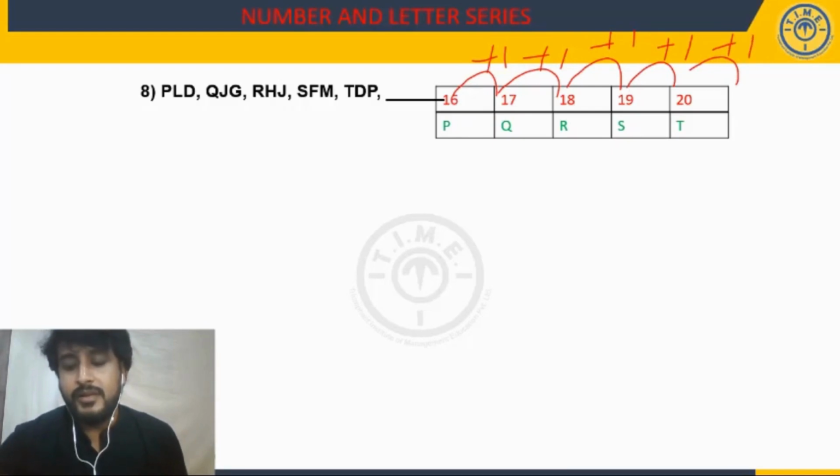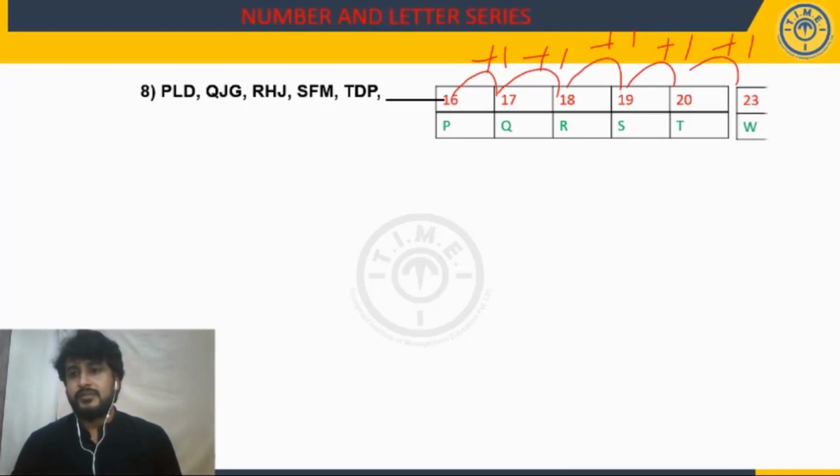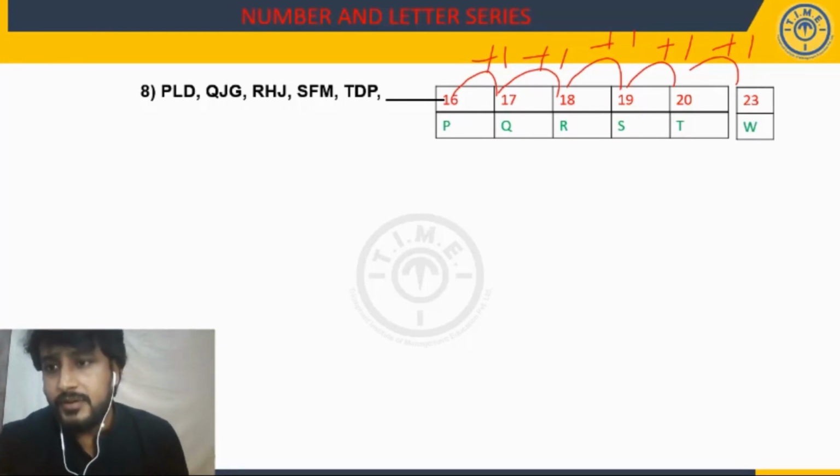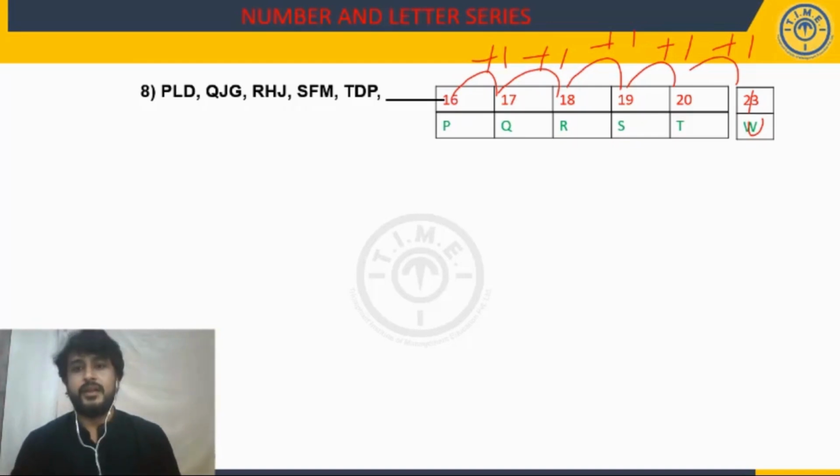Which letter's place value is 21? U. I'm sorry, it is 21 and it should be U. I'm extremely sorry. It is U.